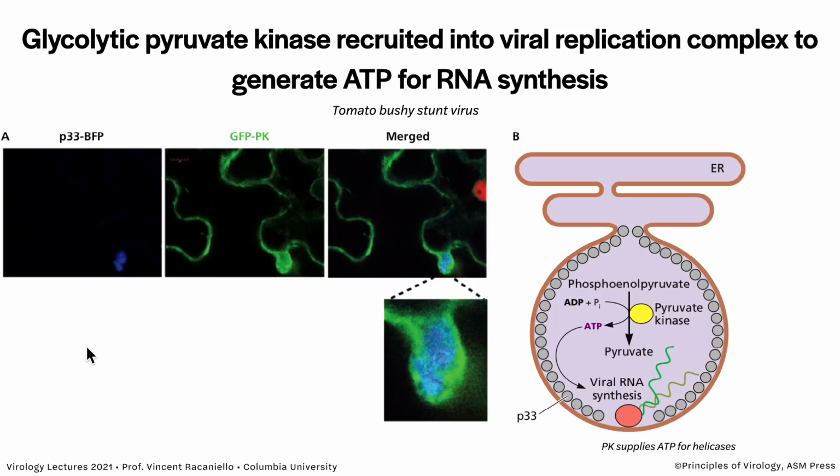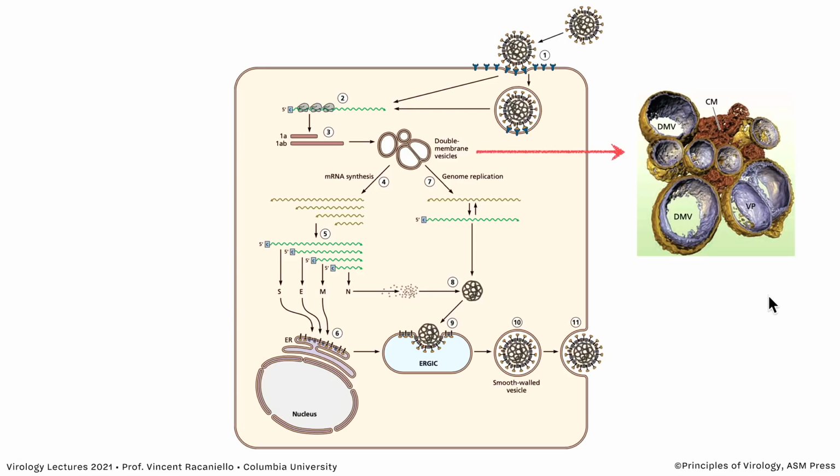And you can see that in this fluorescence micrograph series here. These are infected plant cells. The virus is tomato bushy stunt virus. Here we're staining with antibodies to this p33 protein. And here is pyruvate kinase tagged with green fluorescent protein. The merge shows you, and there's the blow up, one of these vesicles where you've got p33 in there along with pyruvate kinase. So again, the viral RNA synthesis happens and it needs energy, and the pyruvate kinase provides that. Amazing things happen in virus-infected cells.